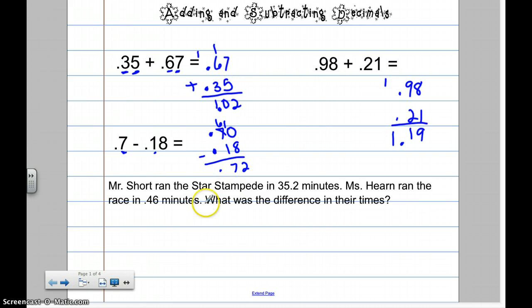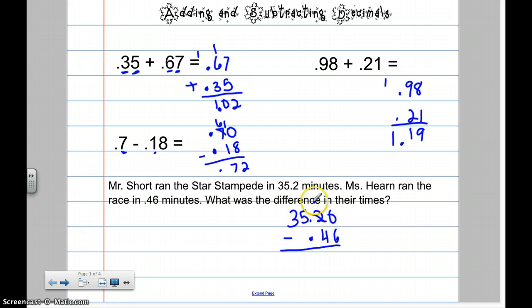Let's read this word problem. Mr. Short ran the Star Stampede in 35 and 2/10 minutes. Miss Hearn ran the race in 46/100ths minutes. What is the difference in their times? Well, difference means subtraction. So I'm going to put 35 and 2/10, and I'm going to subtract my 46. 4 is in the tenths place, 6, and then I put a 0 behind it. You don't need to put zeros in front, just as long as you line your decimals up.